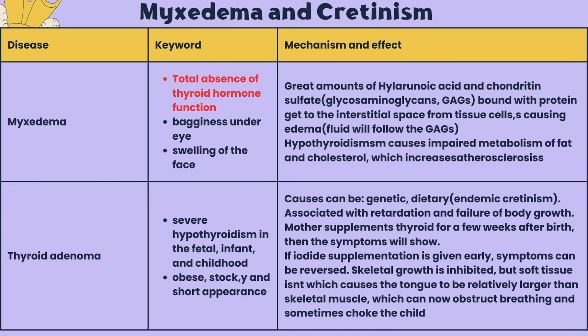If the iodide supplementation is given early, you can prevent the symptoms or reverse them. And skeletal growth is inhibited, but the soft tissue still continues to grow. So basically, the tongue is going to be relatively larger than the skeletal muscle. Since we have a larger tongue, it can obstruct the breathing and sometimes choke the child.